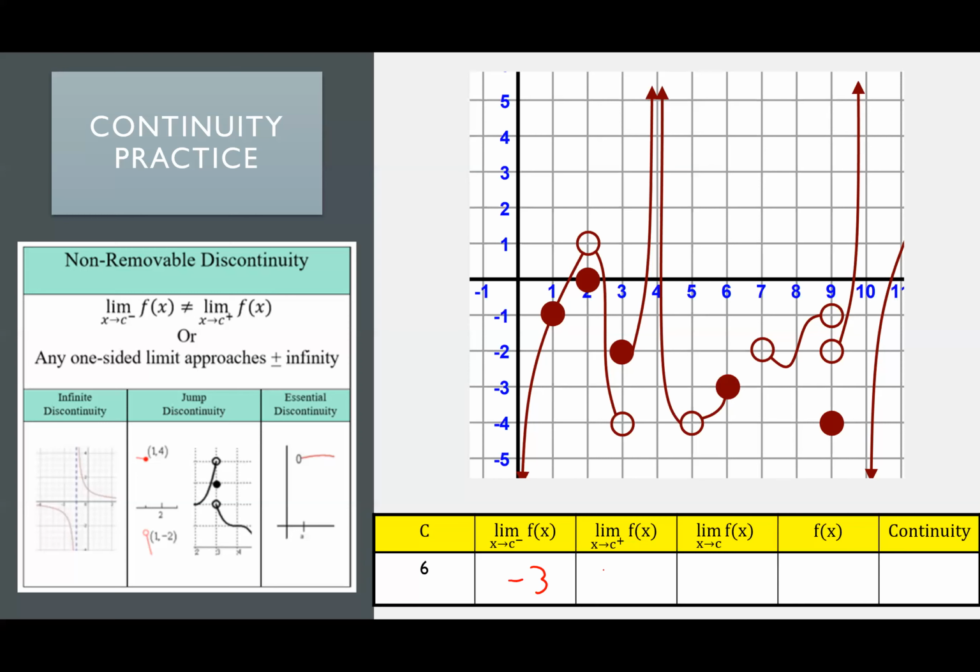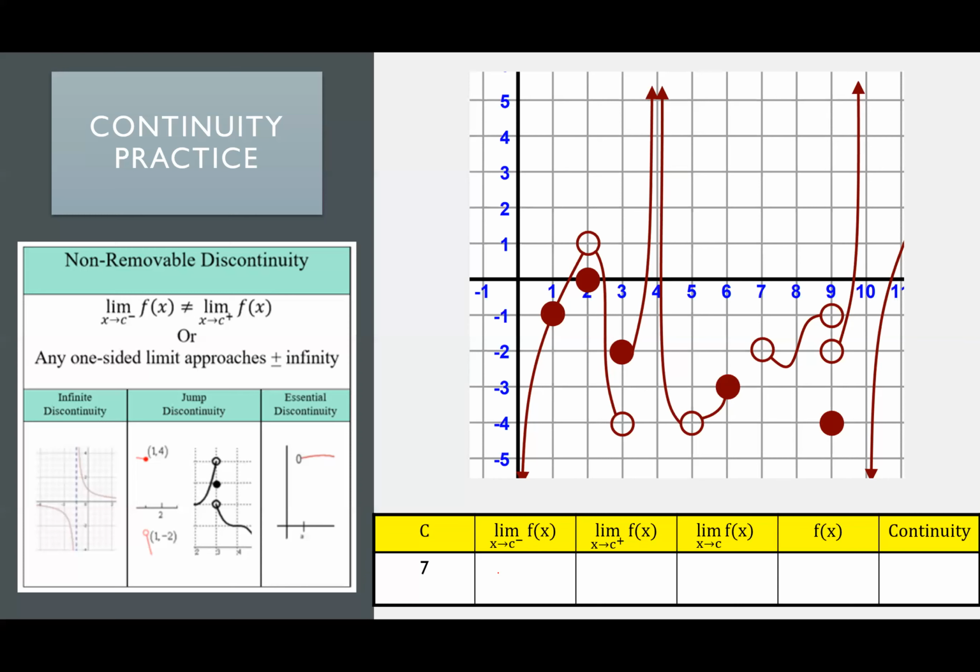-3 does not exist, and -3, non-removable. And it's essential because there's only one. Perfect. At least one of the one-sided limits does not exist, so this is essential. Okay.